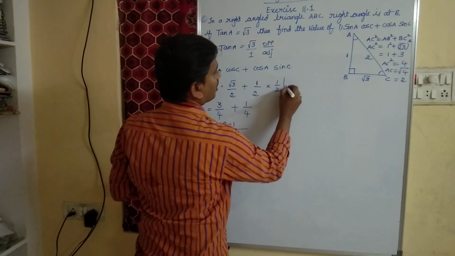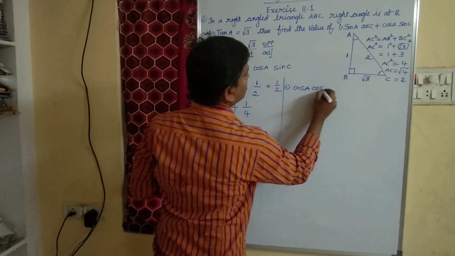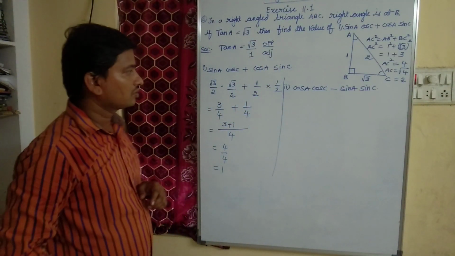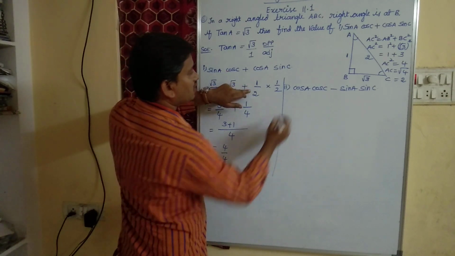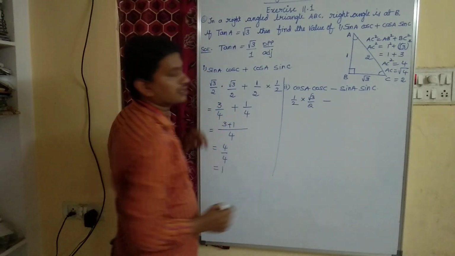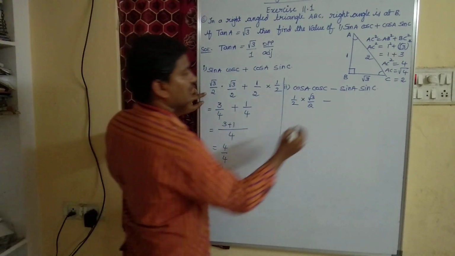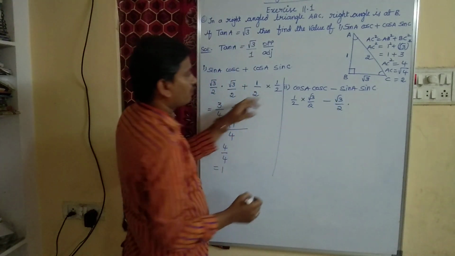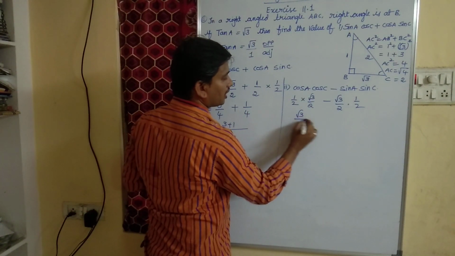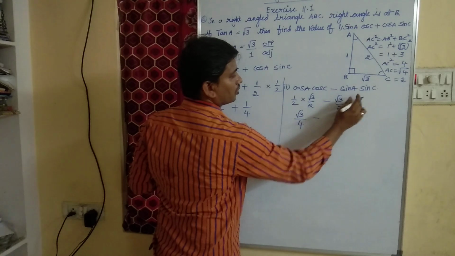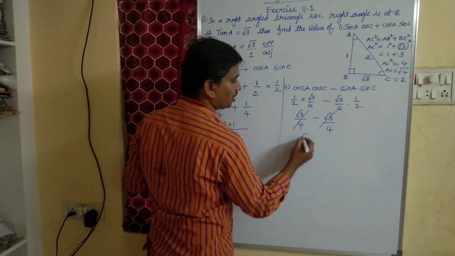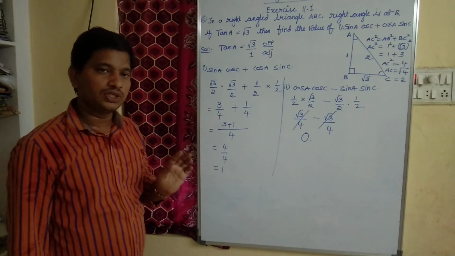Now coming to second question, cos A cos C minus sin A sin C. With respect to A, what is cos A children? Cos A is 1 by 2. What is cos C children? Cos C is root 3 by 2. Minus, what is sin A children? Sin A is root 3 by 2 into, what is sin C children? Sin C is 1 by 2. 1 into root 3 by 2 into 2, 4. Root 3 into 1, root 3 by 2 into 2, 4. Plus root 3 by 4 minus root 3 by 4 gets cancelled. So the answer is 0.